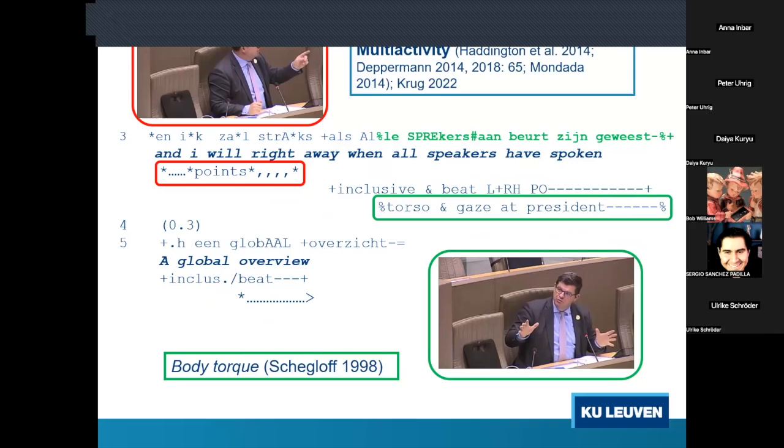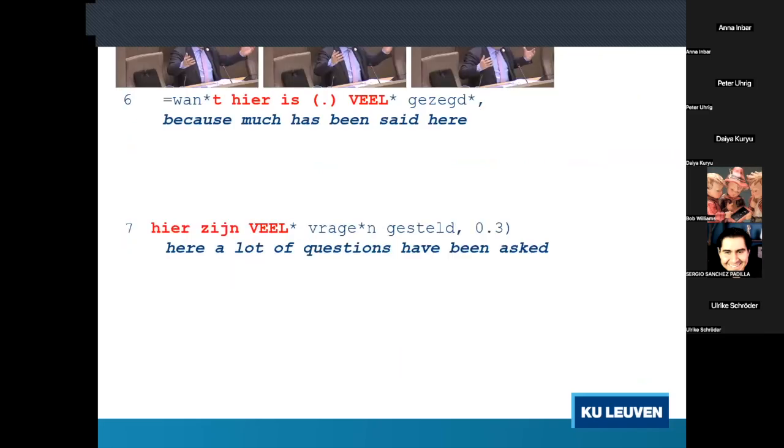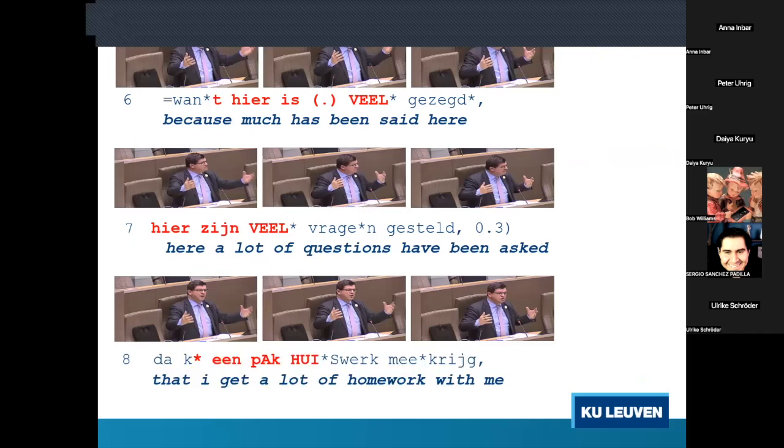You are making verbal utterances, and at the same time you are performing some interaction management, if you like, by using different kinds of, in this case, pointing gestures. And then at the end, he has this threefold self-pointing where he says, "because much has been said here, a lot of questions have been asked, and I understand I get a lot of homework with me." So this is the closure of his utterance here, where he sort of realizes that he has had quite a lot of questions, and he repeats this double pointing gesture 3 times.